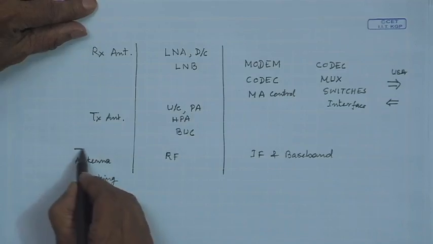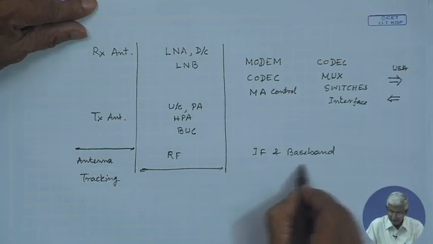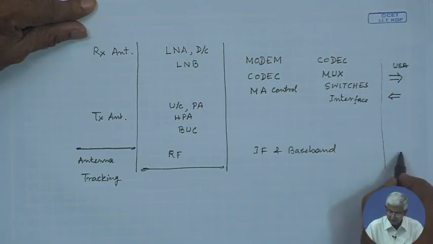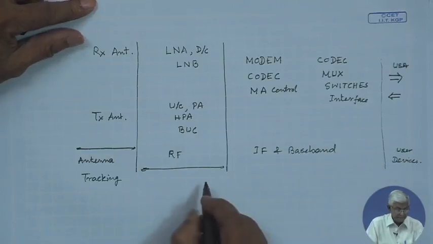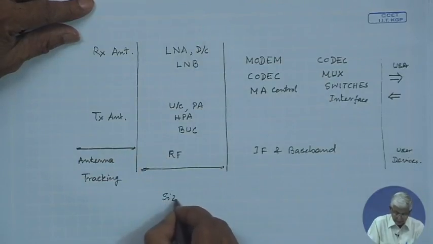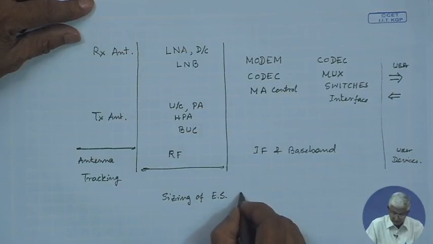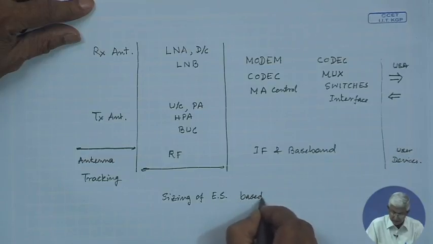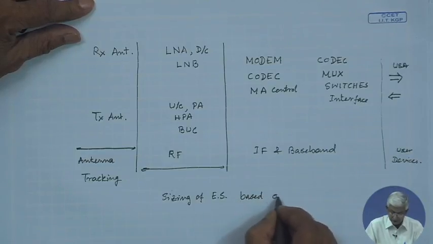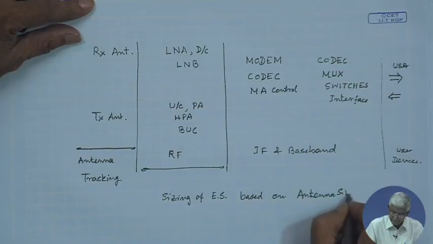So the antenna is a separate part, RF is a separate part, and IF and baseband is a separate part, and then it goes to the user devices. Now this sizing of the earth station, I can call it a large station or small station, is based on the antenna size and the power amplifier size.